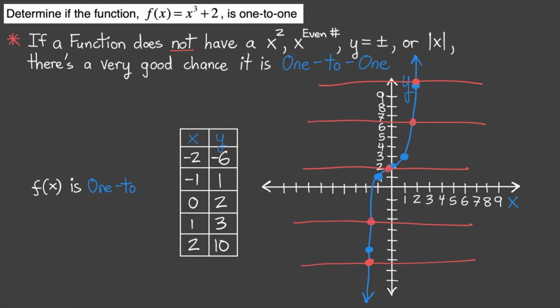So we confirmed our suspicions by graphing it, and it did pass the horizontal line test, so therefore it is 1 to 1.